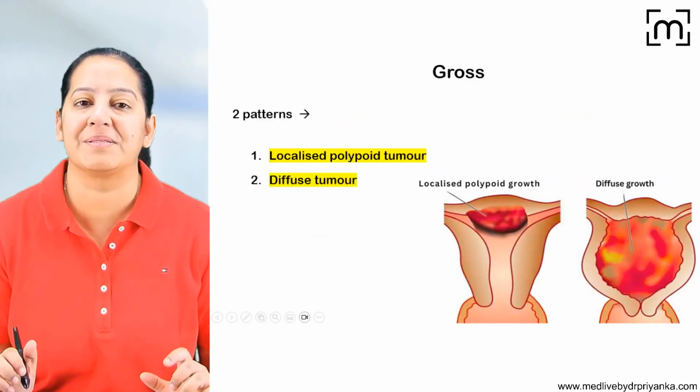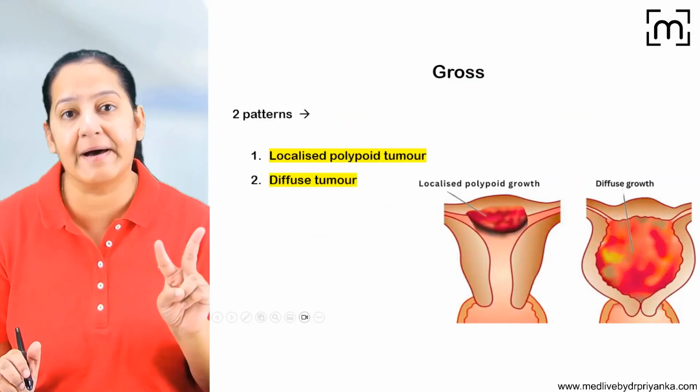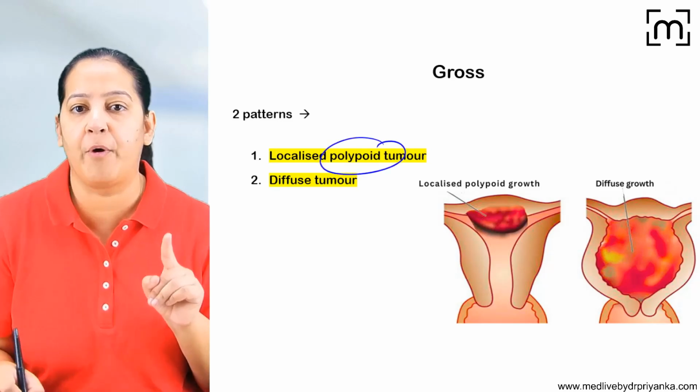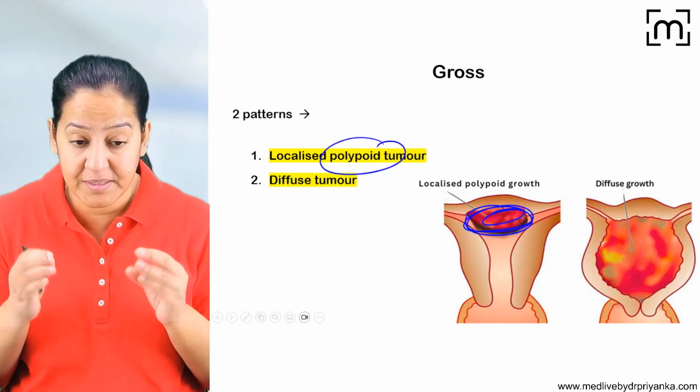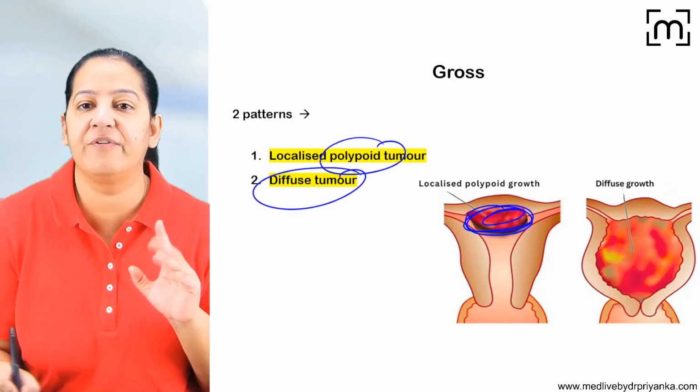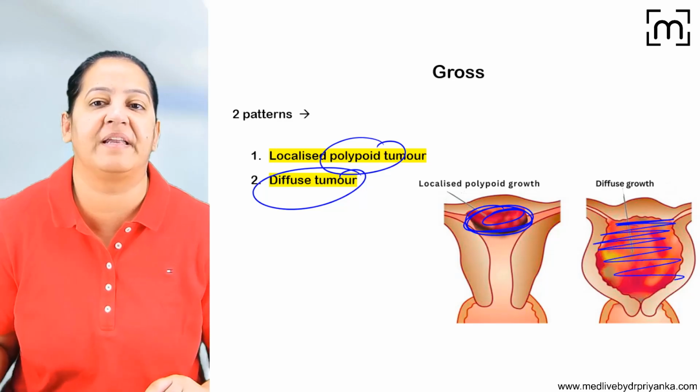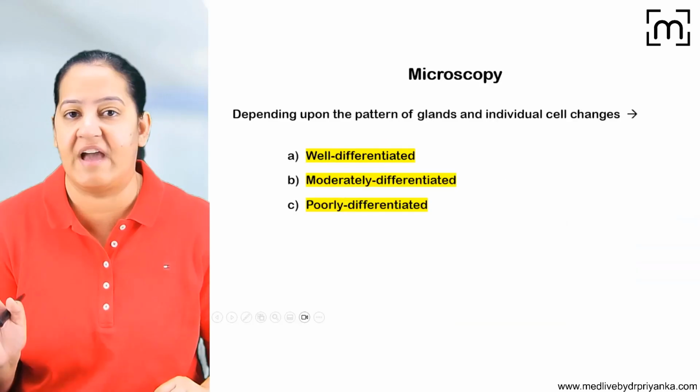Now coming to the gross. In the gross, two types of patterns are there. Either the tumor is polypoidal, in the form of a polyp. Can you see the tumor is in the form of a polyp? Or it can be a diffuse tumor filling the cavity completely.